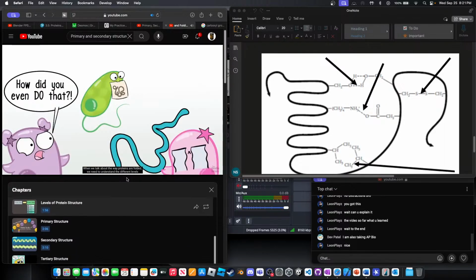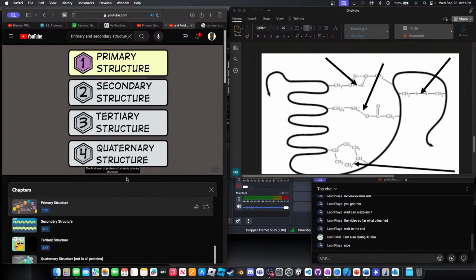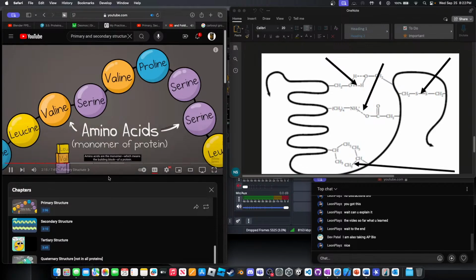When we talk about the way proteins are folded, we need to understand the different levels of protein structure, because there are different ways of folding that can happen in the different structural levels. The first level of protein structure is primary structure. This is the sequence of amino acids that make up a protein. Amino acids are the monomer, which means the building block, of a protein.